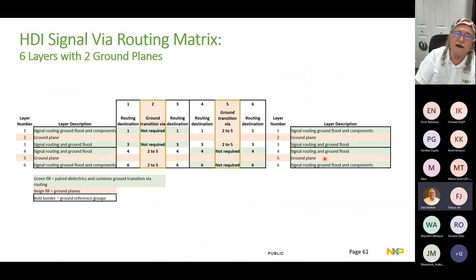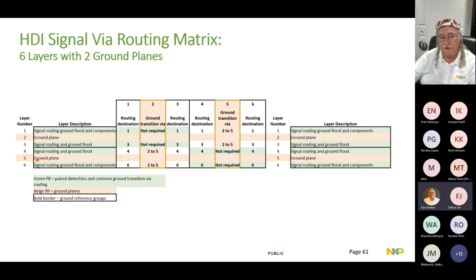You typically would not see HDI in a four-layer board, so I skipped over that. You may find reasons to use it in a six-layer board, probably driven by very high-density BGAs with very small pitch. So what I did here is I created your six-layer board stack.